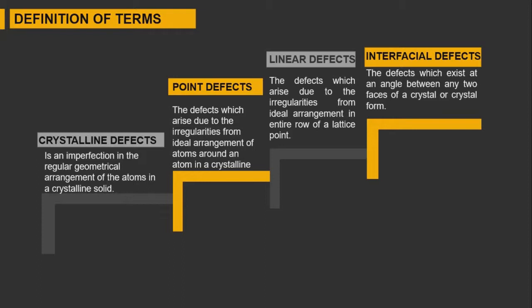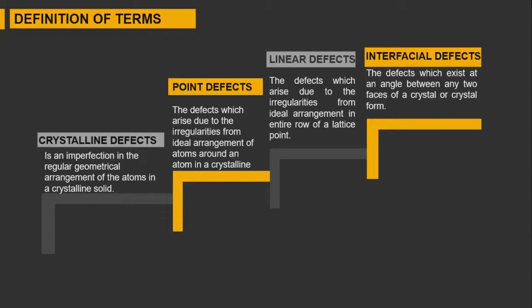Definition of terms. Crystalline defects is an imperfection in the regular geometrical arrangement of the atoms in a crystalline solid. Ang crystalline defects ay ang irregularity or imperfection sa arrangement ng atoms sa crystalline solid na makikita sa dimension nito. Kaya ang nangyayari, nagde-deform ang solid.